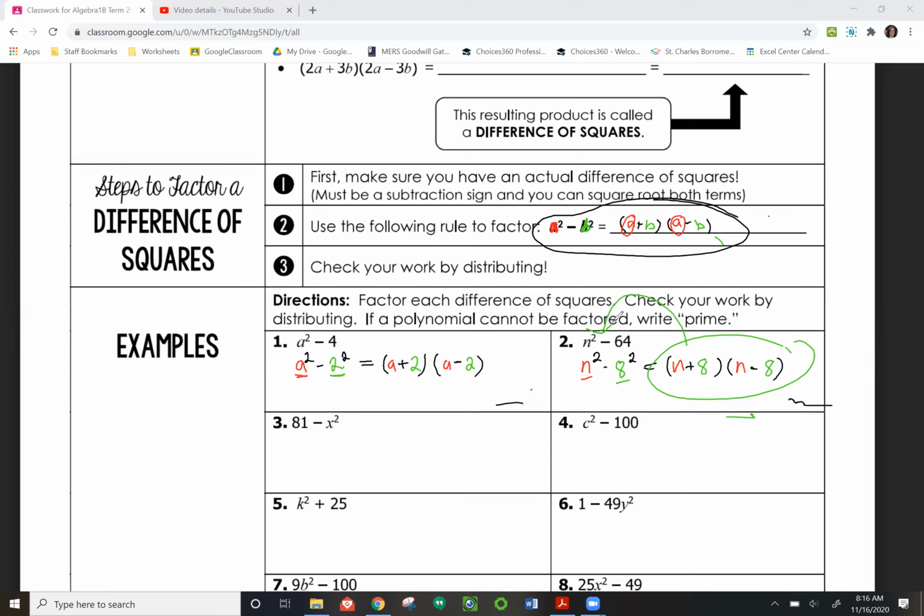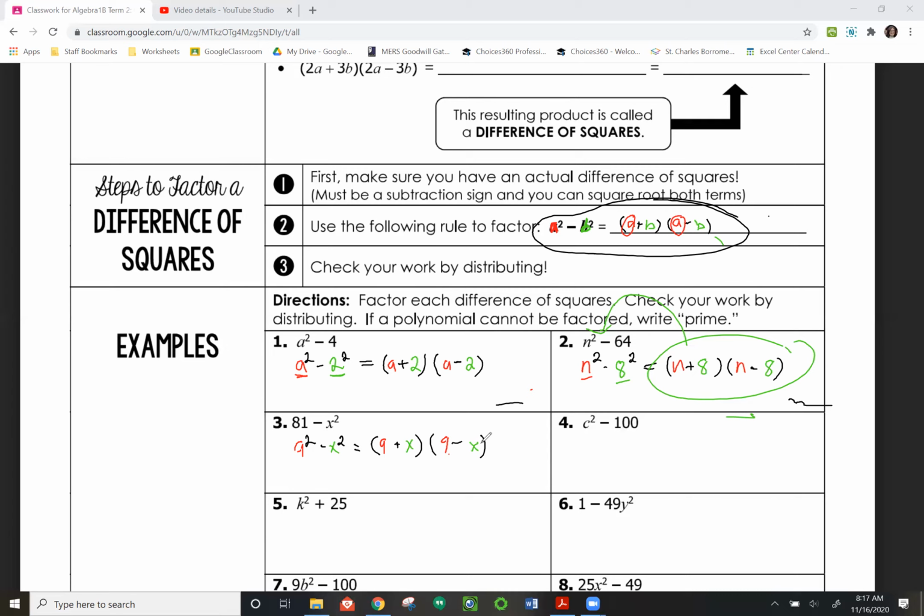All right, number 3, don't let it fool you that the variable is in the second term. That's okay. Here, I'm going to have 81 is the same as saying 9 squared, right? Minus x squared, okay? So I always like to take the time to rewrite it. All right, and now this is going to be equal to, I'm going to draw my two sets of parentheses, my plus sign and my minus sign. Okay, my first term is 9. Okay. And then my second term is x. So do you see how I'm just kind of filling them in? So just be very systematic about it and always do it in the same way, okay?